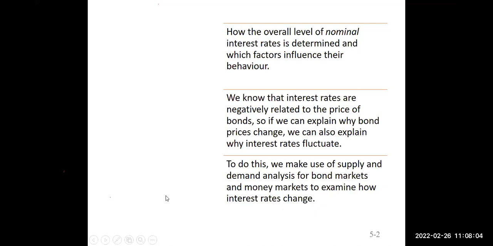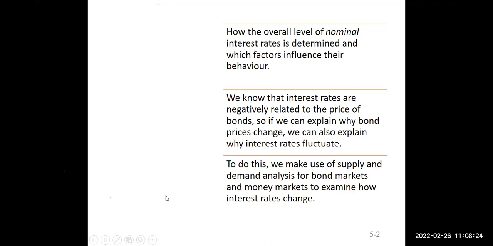And we use the concept of the bond market. For example, we learned for discount bonds that there is a negative relationship between the interest rates on the bonds and the price of the bond. Now, you can determine the price of a bond in the bond market through demand and supply of the bond. And if you know the price of the bond, you can always determine the interest rate.